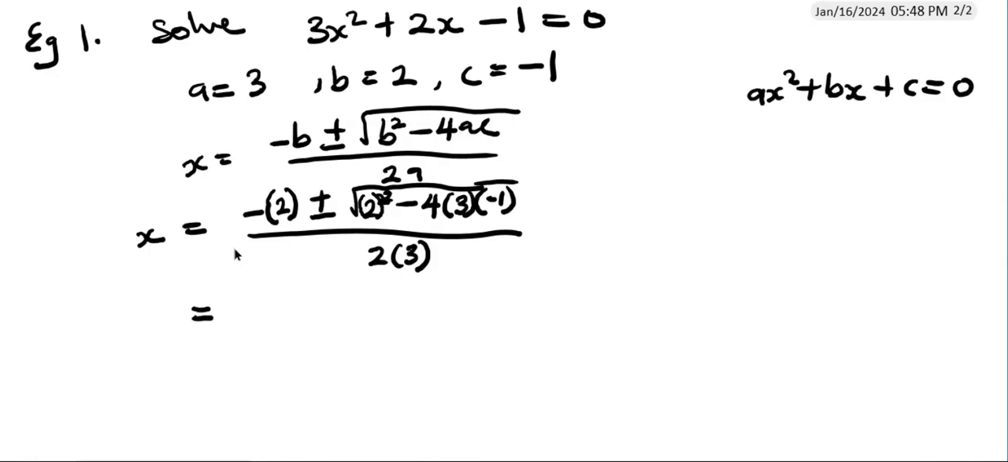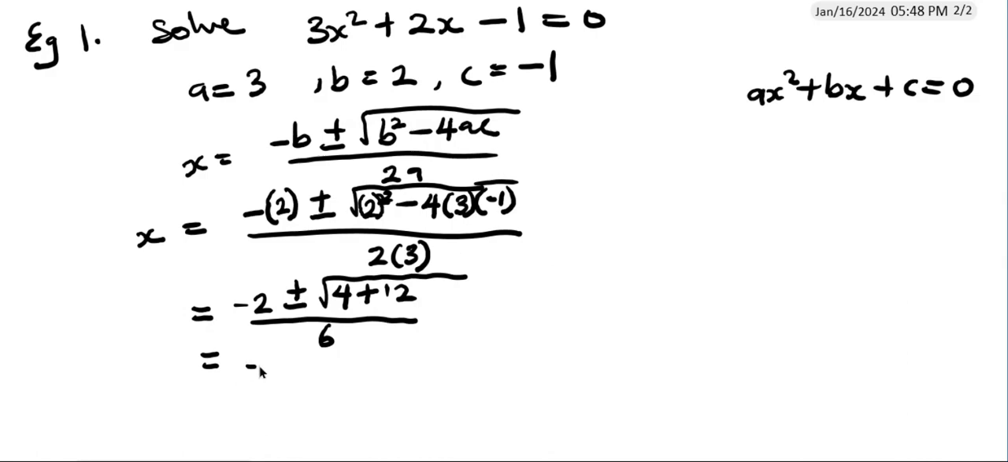So if you open this one here, you have minus 2, and you have your plus or minus square root of, if you open this one, you have 4. Minus 4 times 3 is minus 12. Minus 12 times minus 1 is plus 12. All over 2 times 3 is 6. So that will give you minus 2 plus or minus square root of 16 all over 6. So that will give you minus 2 plus or minus 4.